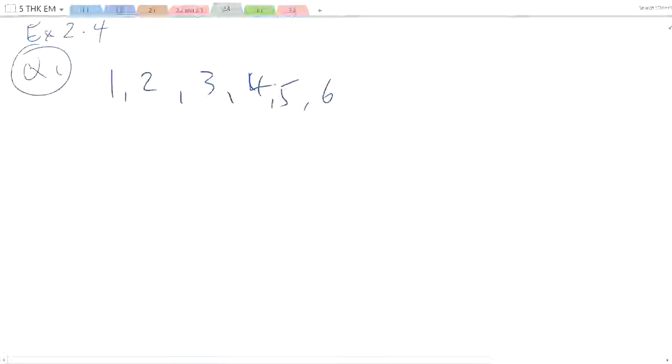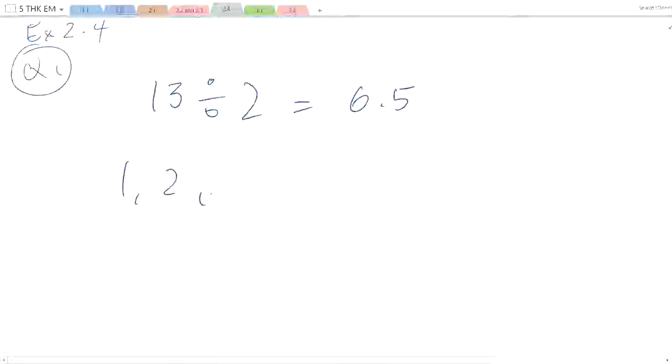Do you think you can get full marks if this is your answer? No, you cannot, because you have not shown any working. Although it is so easy that we all know that these must be the answers, right? Now, what about if we do it this way? 13 divided by 2 equals 6.5. Therefore, the answer is 1, 2, 3, 4, 5, and 6.